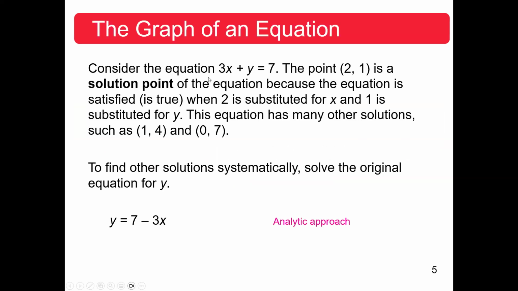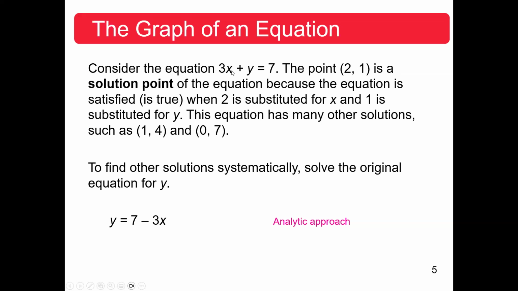Let's consider the equation 3x plus y equals 7. Now, the point (2, 1) is a solution point of the equation because the equation is satisfied, or is true, when we substitute x for 2, we get y equals 1. So normally we know the coordinate: again, the first value is the x value and the second value is the y value. So if we have (2, 1) here, it means our variables are x and y, so it's x and the second value is y.